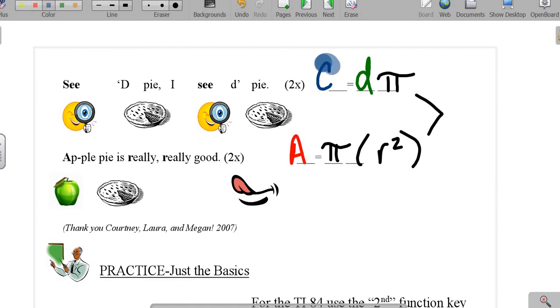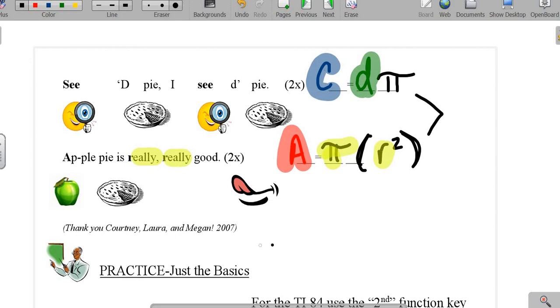C d pi, circumference equals diameter times pi. Apple, area, pi is really, really good. That's r squared. Apple pie is really, really good.